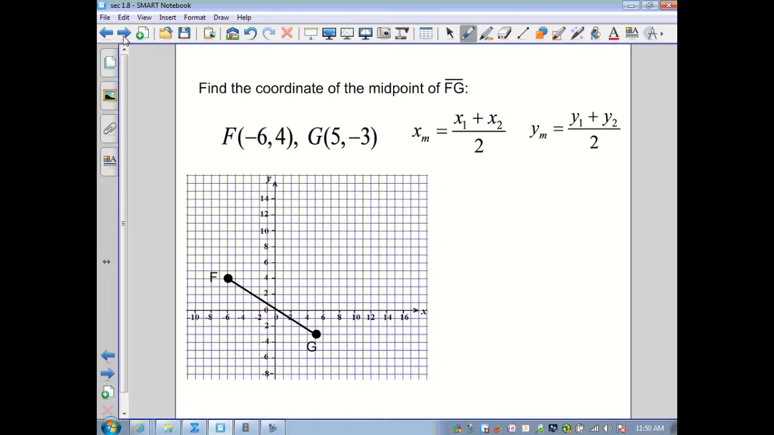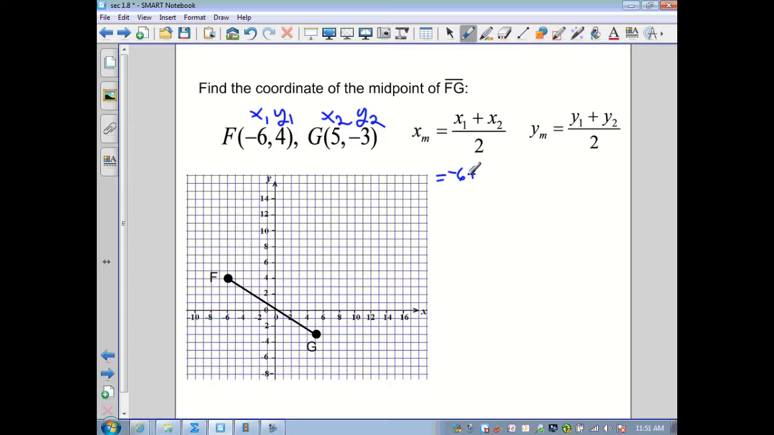Let's look at this example. They want us to find the coordinate of the midpoint of segment FG given the point F and the point G. All we need to do is to label the points and substitute into the given formulas. Let's let this be x sub 1, y sub 1, x sub 2, and y sub 2. Now we just substitute.